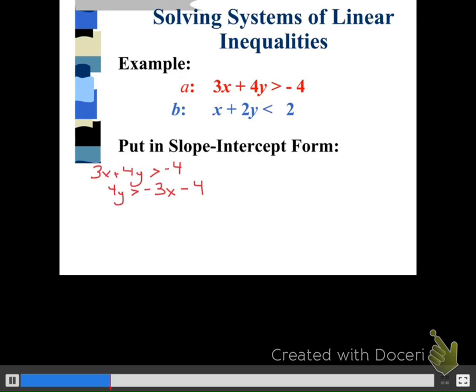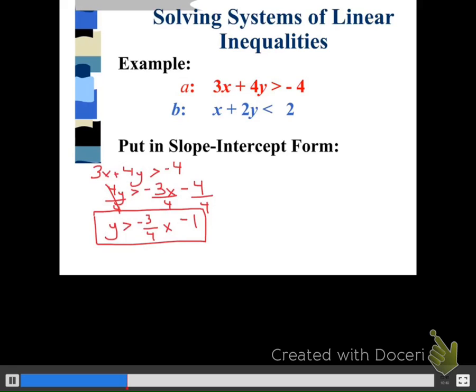Then, to get rid of the 4 that's being multiplied to y, we divide everything by 4. So now we have y by itself, y greater than negative 3/4 x, and then negative 4 divided by 4 is minus 1. Alright, so this is the first one in slope-intercept form.